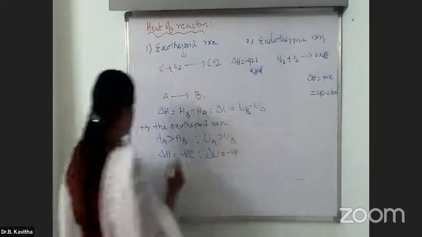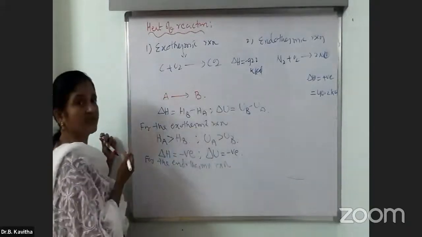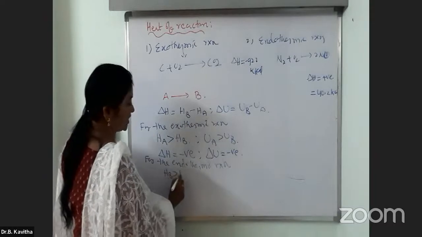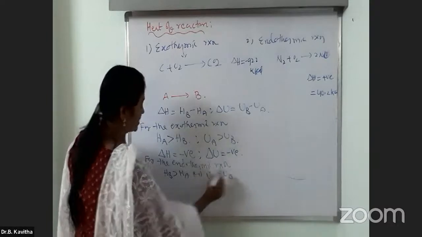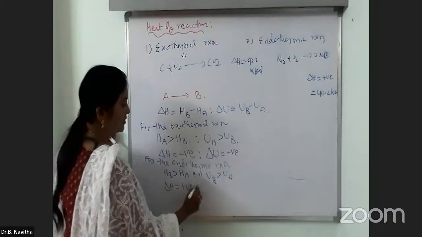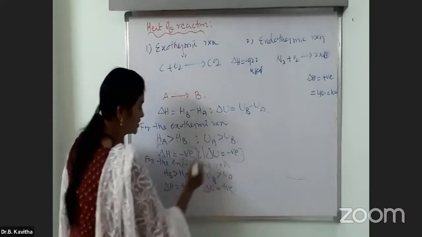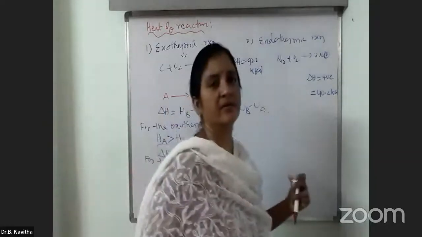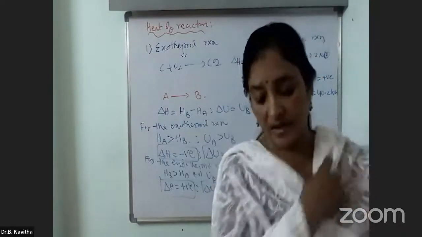Whereas for the endothermic reaction, it is absorbing energy. Initial is lower and final is higher, so HB is greater than HA, or you can write UB is greater than UA. So automatically you can say delta H is positive and delta U is also positive. I'm keeping these equations in the box, so see that they are very important. These things you have to remember for a chemical reaction in terms of enthalpy and internal energy.